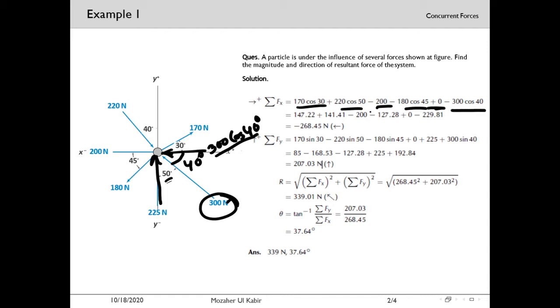So calculating all these values, plugging the values of cos 30, cos 50, cos 45, cos 40, and summing it up, we will get the value as minus 268.45 Newton. As the value is negative, that means the force is acting in left direction, and the value is 268.45.